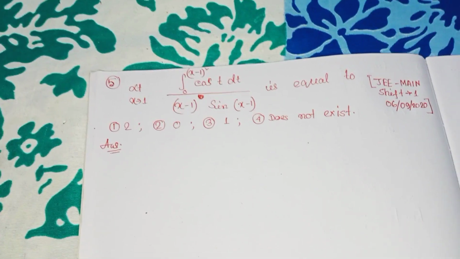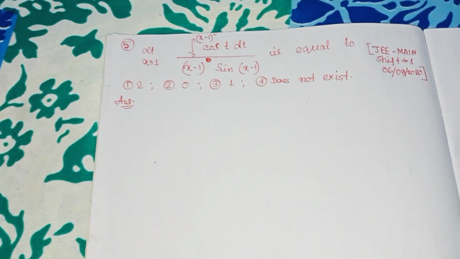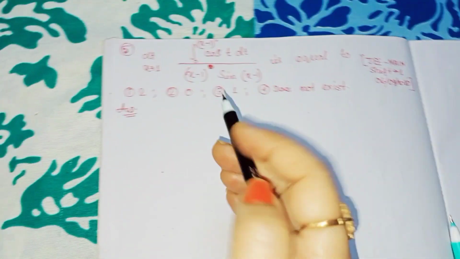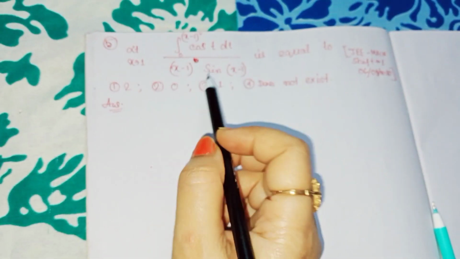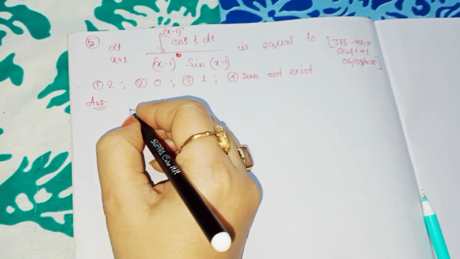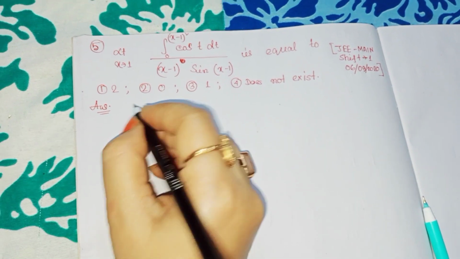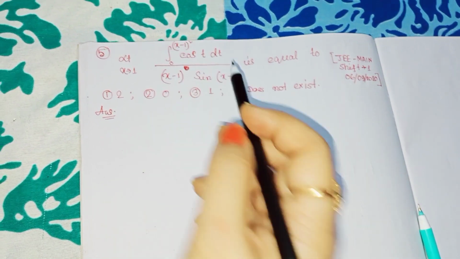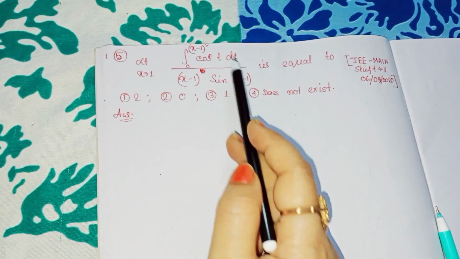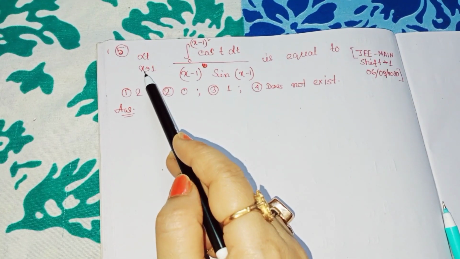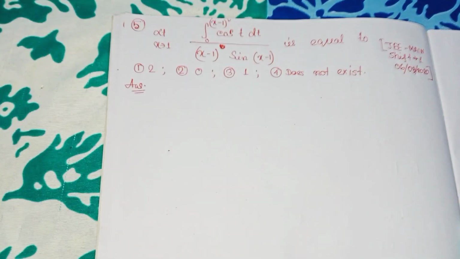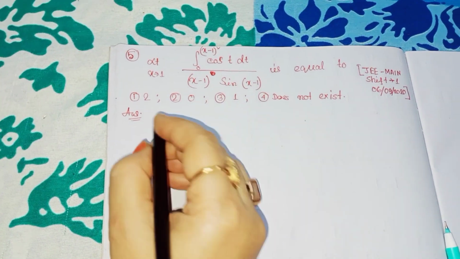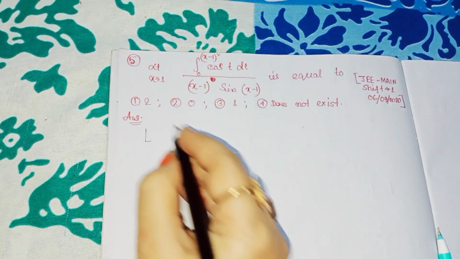This is a question on limits, and it involves a definite integral. So we just use the Leibniz theorem and Leibniz formula to crack this limit. As we put x equal to 1, it becomes 0/0 form, so we may apply L'Hospital's rule.